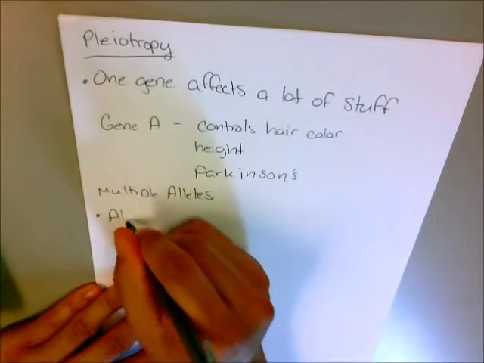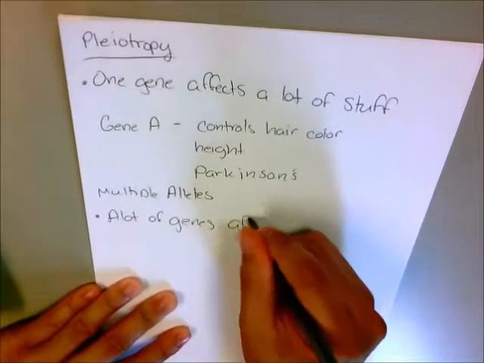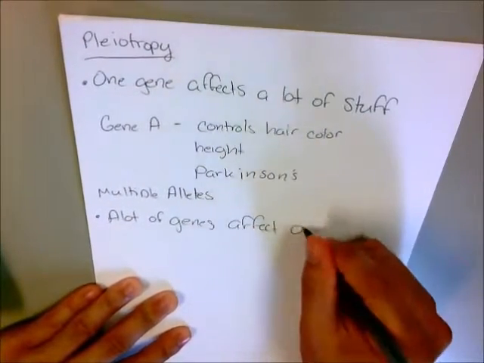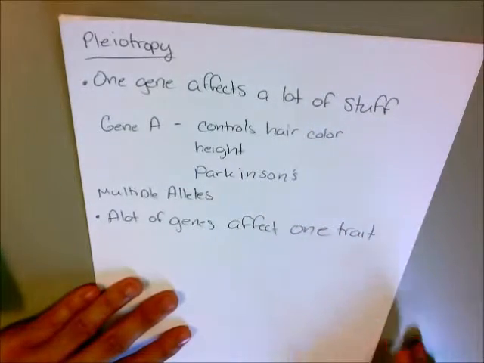Is a lot of genes affect one trait. Alright, so this is the exact opposite. So if you memorize one, you already have the other one memorized.